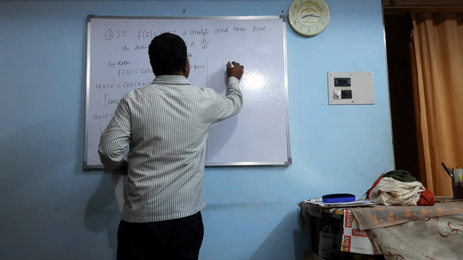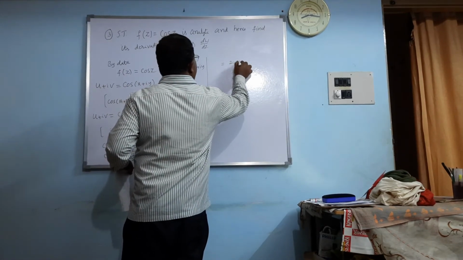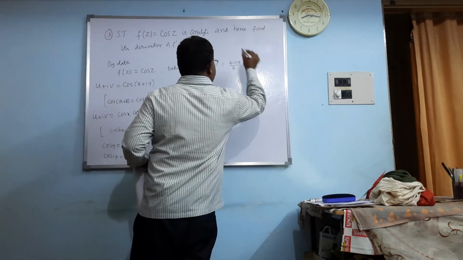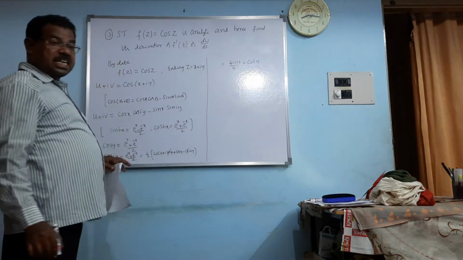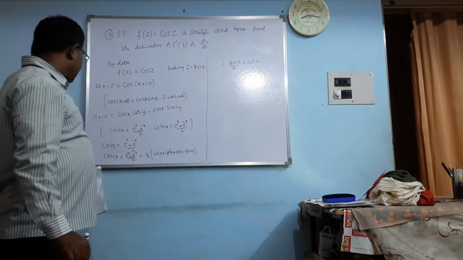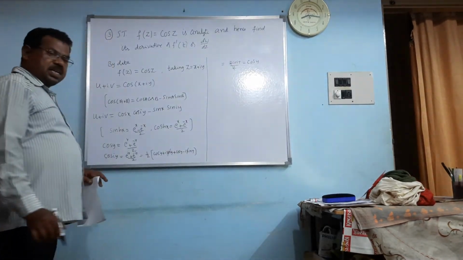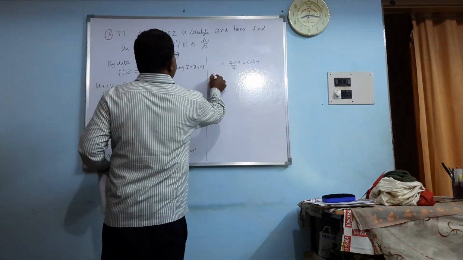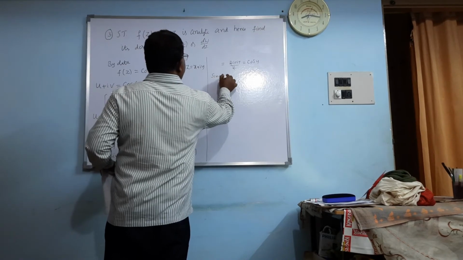2 cos y divided by 2. This is remaining the same, cos y. You understand, like that. Next, similarly, we discussed sin y.